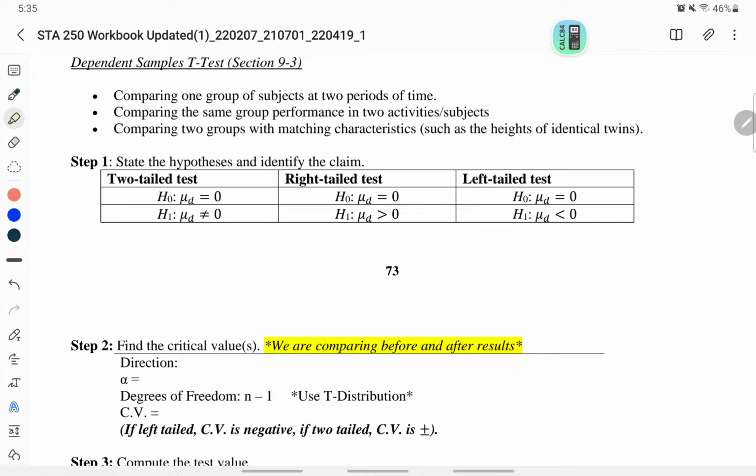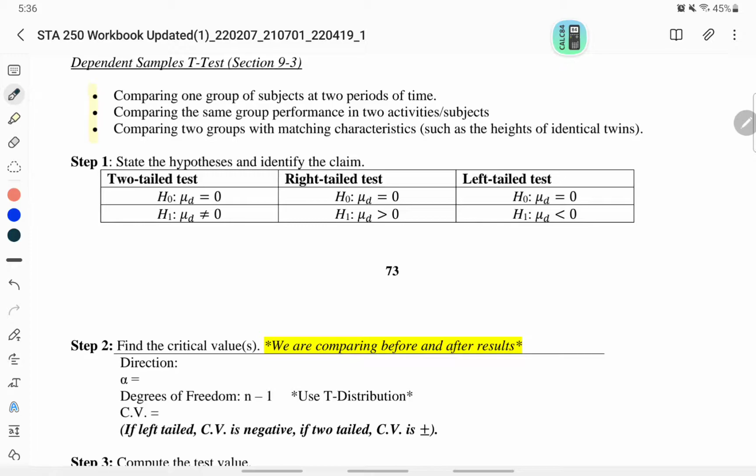For our dependent samples t-test, we need to understand the three conditions that allow us to use it. And these are the conditions right here. The second condition is you're looking at the same group of individuals performing in two different activities and subjects, and then you're going to compare the scores together. And finally, you are going to be looking at two groups but with matching characteristics, such as the heights of identical twins.